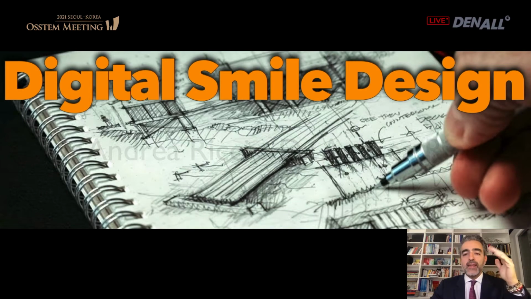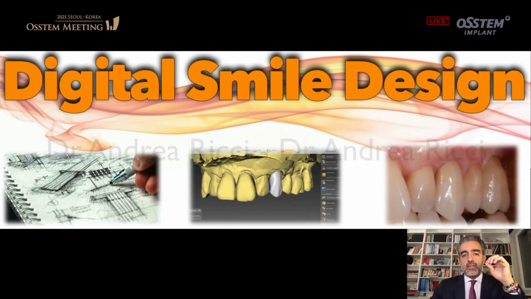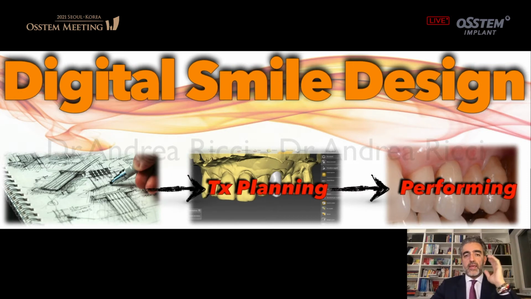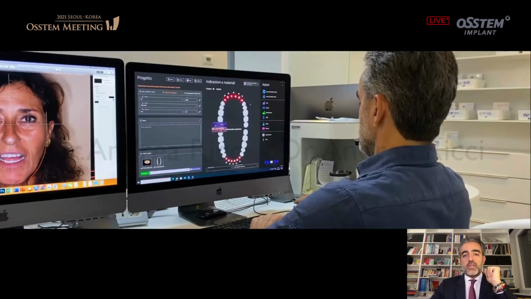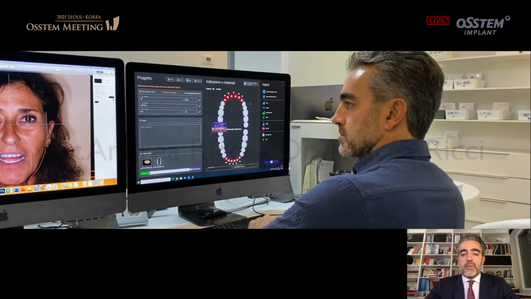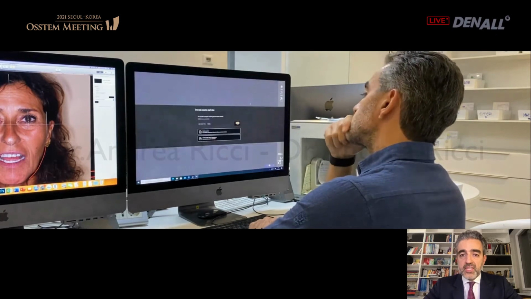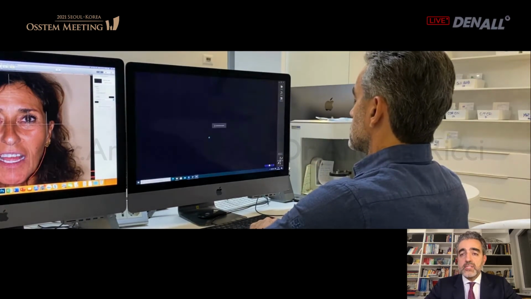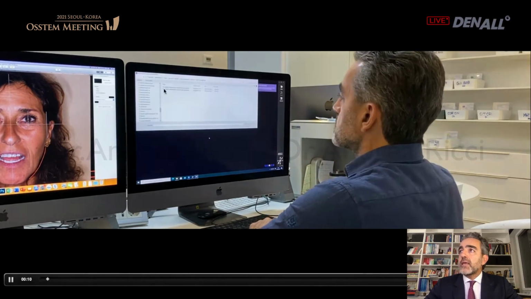So it is exactly like a house. We need to design, and this designing should anticipate the performing, because the performing is anticipated by the treatment plan, as we said, as is anticipated by the digital smile design. And to tell you the truth, nowadays I do this in my lab. In this case, I am in Massimiliano Pisa's lab, my technician in Florence. And here I'm utilizing Exocad.